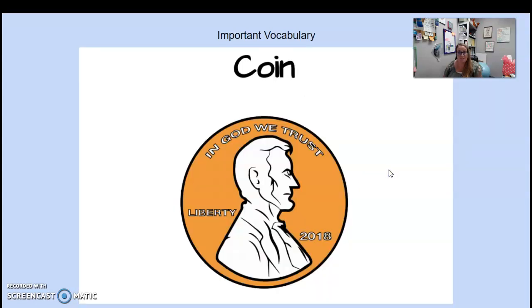The next word we have is coins. There are different kinds of coins, and it's a type of money, but it is not paper, it is a type of metal. So a coin is the metal ones that we put in our hand.